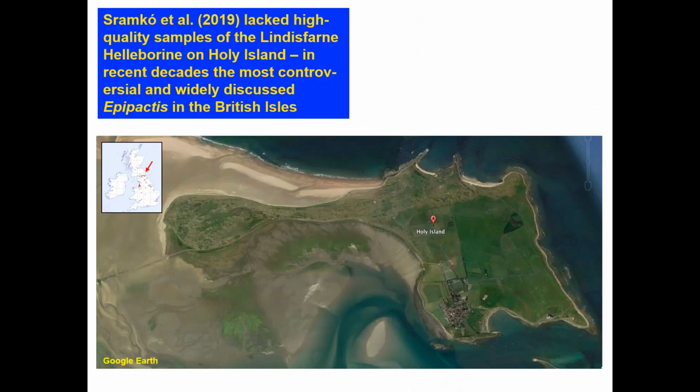But probably the question that all of you are asking by now is, yes, that's all very well, but what's the real hot topic around here? It's the Lindisfarne Helleborine, Epipactis 'sancta'. And I have to take partial responsibility for this because I was one of the people who, round about the turn of this century, argued that on the evidence then available to us, this one population on the left-hand teardrop portion of Holy Island did seem to be distinct from any other British population of Epipactis and probably did deserve to be viewed as a separate species.